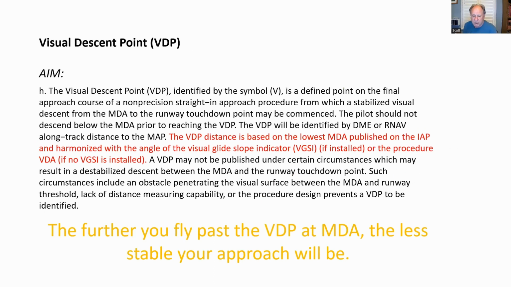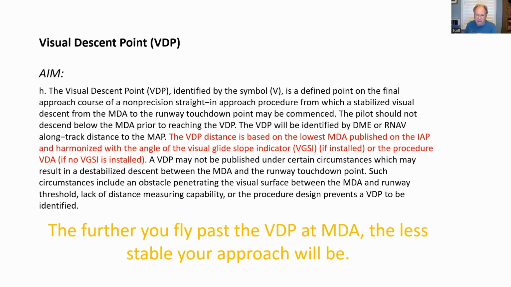So the prior definition referred to the visual descent point. For those who are not really familiar with it, it's a symbol on the profile view of the approach, symbolized with a V, that's always between the step down fix, if there is one, or the final approach fix and the runway, because it's a calculation made by the procedure specialist that assumes the pilot will fly either a VGSI, a vertical guidance slope indicator, like PAPIs or VASIs to the runway, or if there's no VGSI, then a VDA, which we'll talk about.